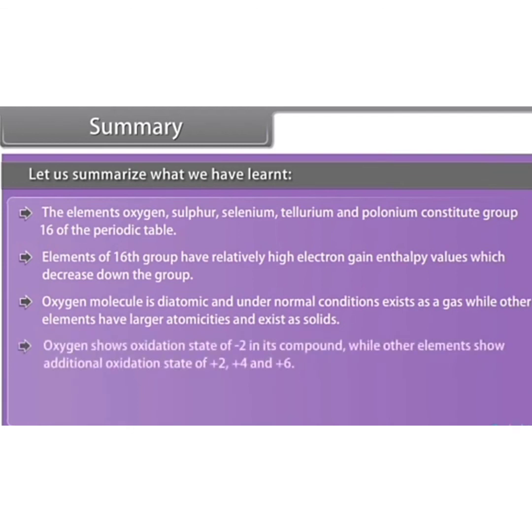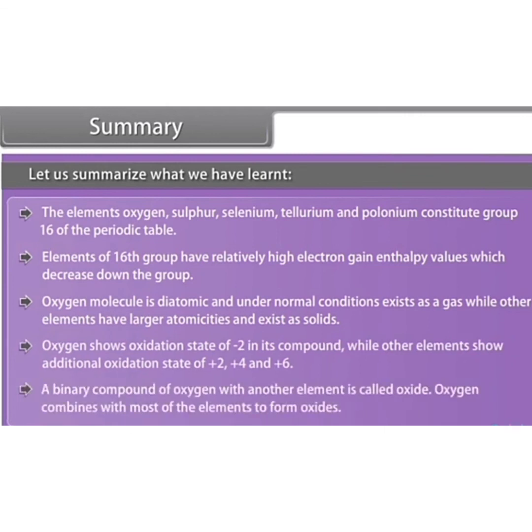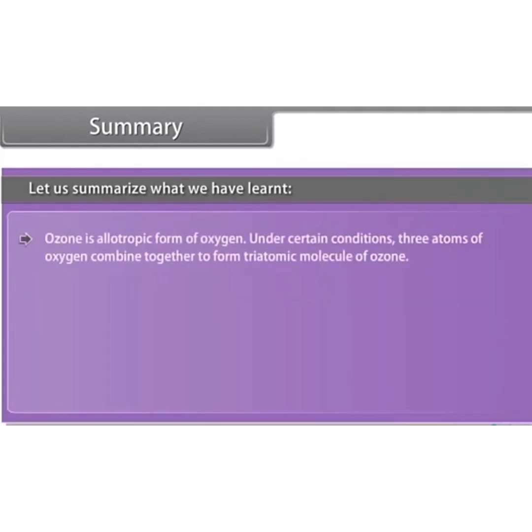Oxygen shows oxidation state of -2 in its compound, while other elements show additional oxidation state of +2, +4, and +6. A binary compound of oxygen with another element is called oxide. Oxygen combines with most of the elements to form oxides. Ozone is allotropic form of oxygen. Under certain conditions, 3 atoms of oxygen combine together to form triatomic molecule of ozone.